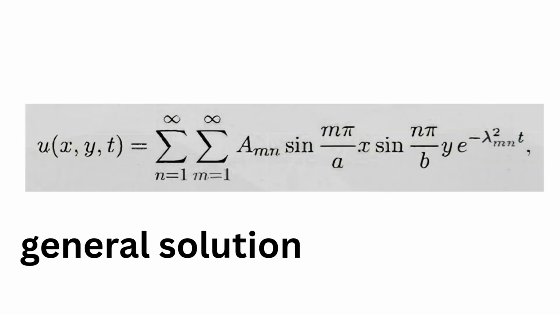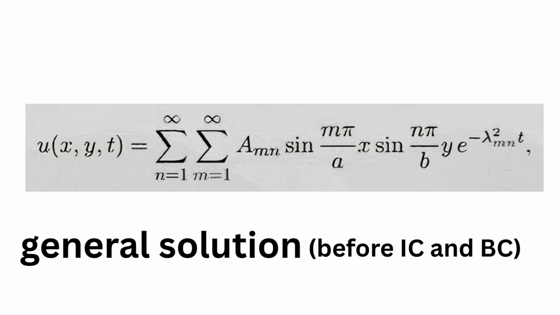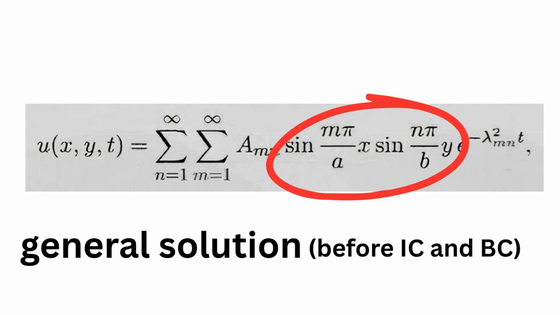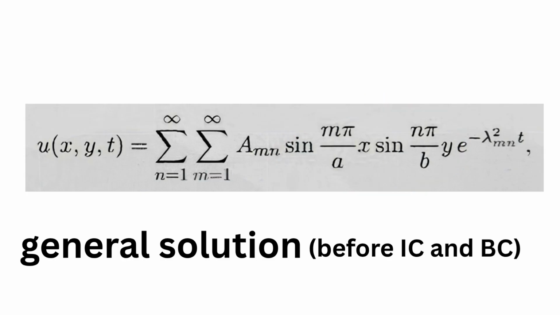So this is the general solution for the problem. When I say general solution, I mean before specifying the initial and boundary conditions, as we did with the one-dimensional problem. After specifying them, the summation will collapse and we will wind up with a specific solution. We still have the exponential decay, we still have the sine functions that describe the spatial distribution. The only difference is that we now have a sine function of x and of y.